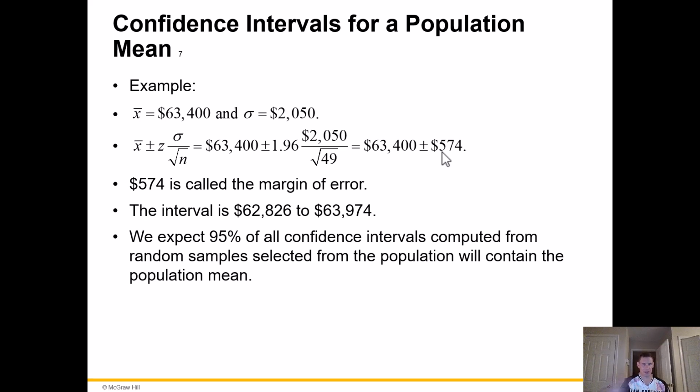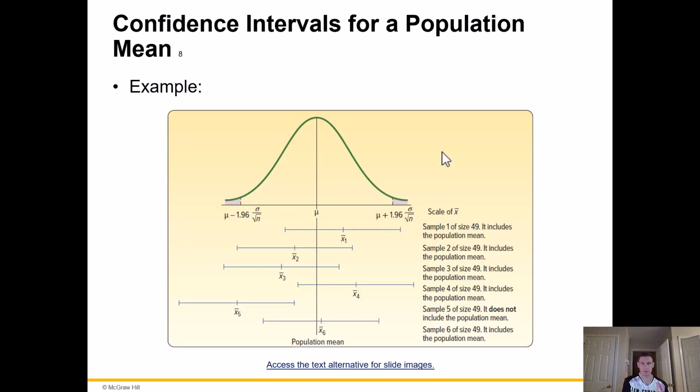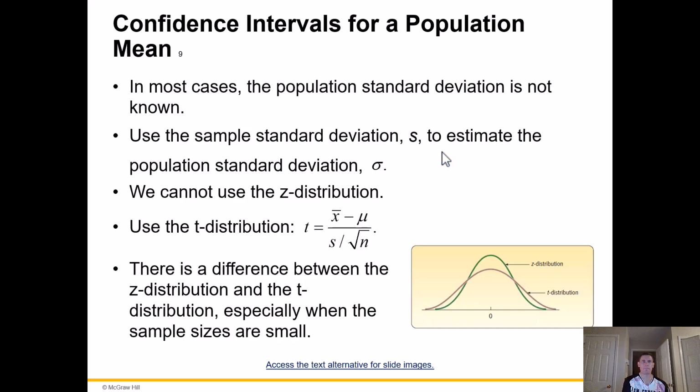So what we're basically saying is we expect 95% of all confidence intervals computed from random samples from the population will contain the population mean. So ideally, there's a 95% chance it'll be between those values. And then here you can just see it graphically depicted.